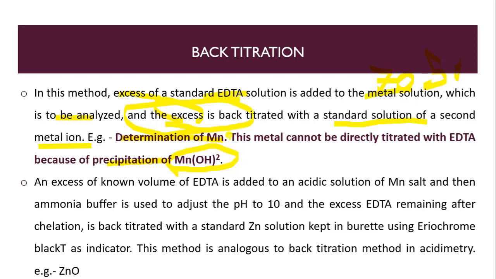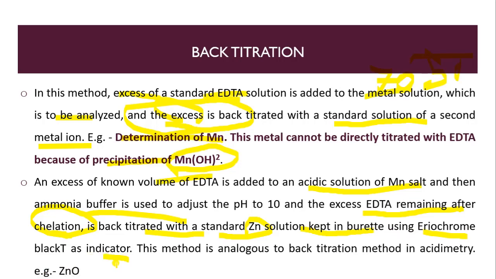So what do we do in this type of titration? An excess of a known volume of EDTA is added to an acidic solution of Mn salt, means manganese salt. Then ammonia buffer is added. The excess EDTA remaining after chelation, after complexation, whatever EDTA remains, as I said 30%, will be back titrated with a standard zinc solution kept in the burette, using Eriochrome Black T as an indicator.